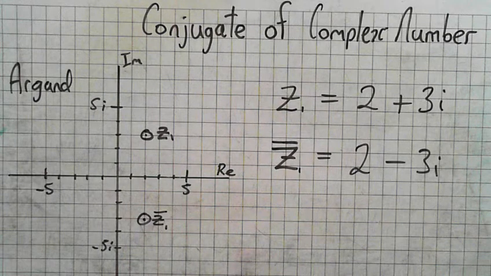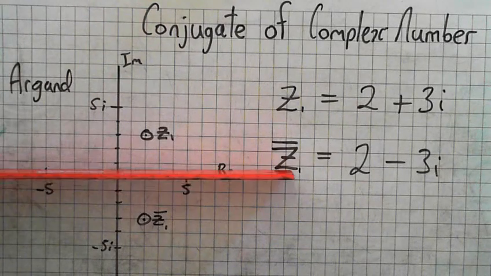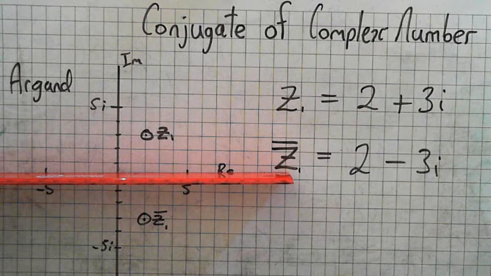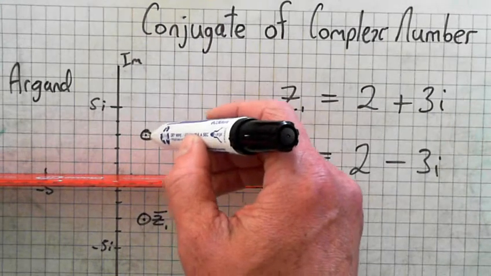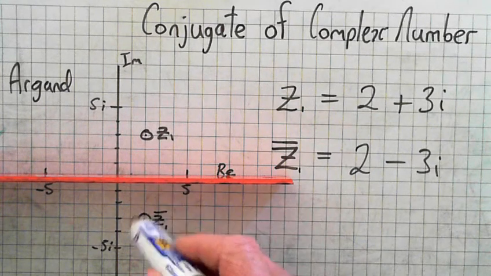So basically, what have you done? What does the conjugate do? If you treat the x-axis or the real axis as a mirror. So what do you mean mirror? It's a mirror image. So if I'm standing here, I'm 3 steps away from the mirror, which is the real axis, the red line. 3 steps the far side.